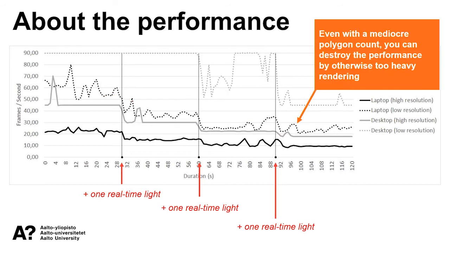And even on a very powerful system and a very considerate polygon count in the model, we can completely destroy the performance by making the rendering otherwise too heavy. So for example, by adding too many real-time lights, and finally the engine is not able to maintain a sufficient performance. And these frame per second counts are already way too low for comfortable use in VR.